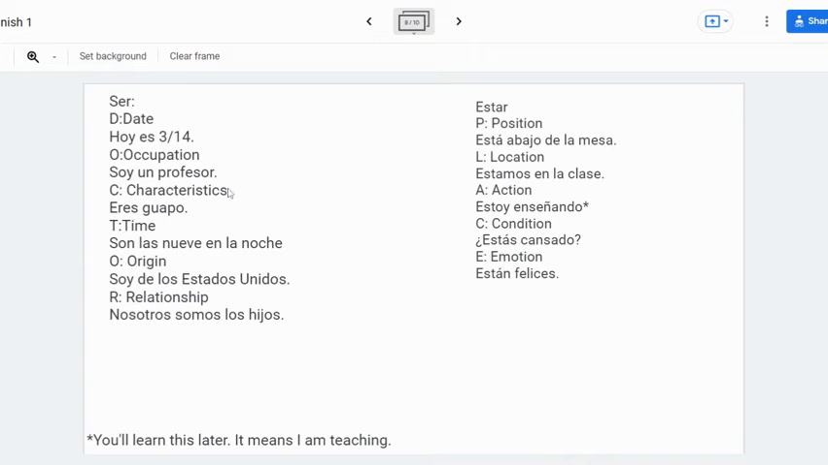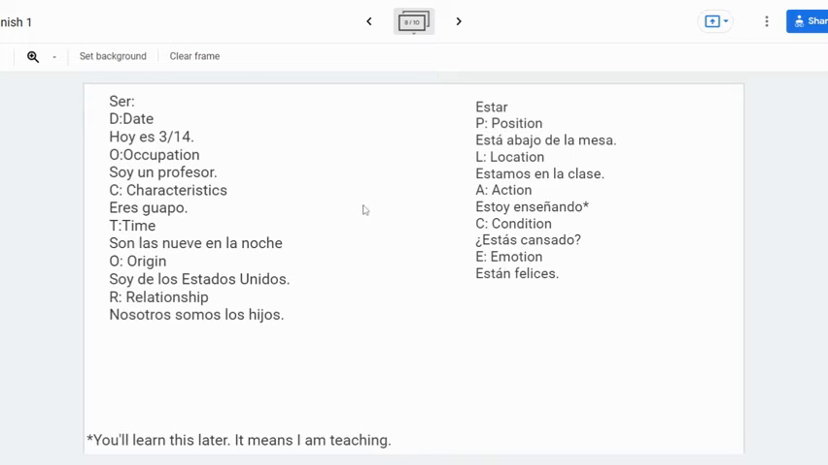Characteristics, which is C. Eres guapo, which means you are good-looking, and that is a characteristic. T is time. Son las 9 en la noche, which means it is 9 o'clock. Origin. Soy de los Estados Unidos, which means I am from the United States. You can only originate from one country. R is for relationship. Nosotros somos los hijos, which means we are the children, which is a relationship.